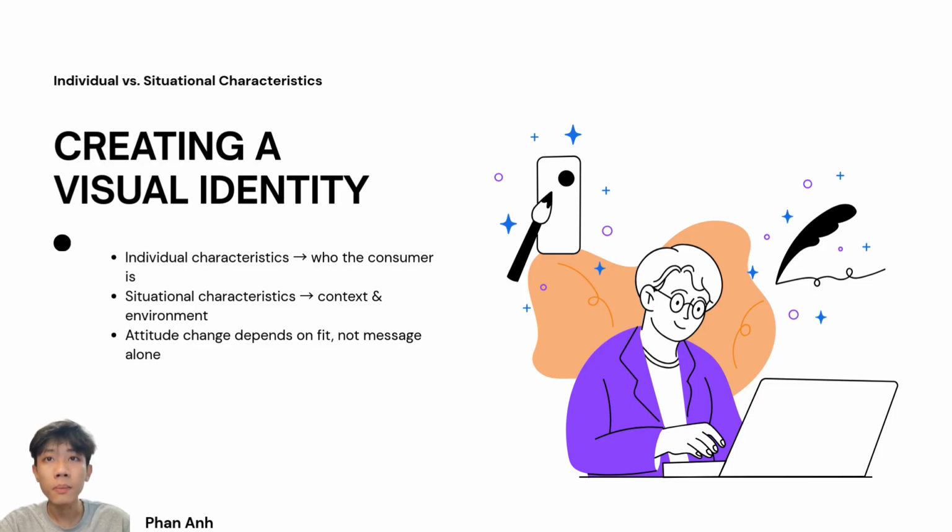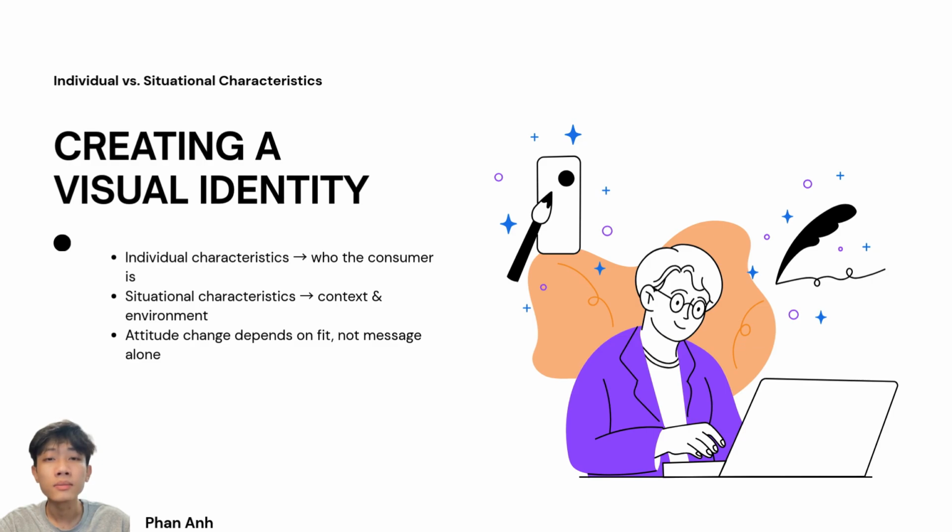Business learning objective: individual and situational characteristics. Attitude change does not work the same way for everyone because it depends on both individual and situational characteristics. Individual characteristics refer to who the consumer is. So factors such as involvement level, motivation, prior experience, personality, and need for cognition affect how easily attitude can be changed. Consumers with strong, existing attitudes are usually harder to persuade.